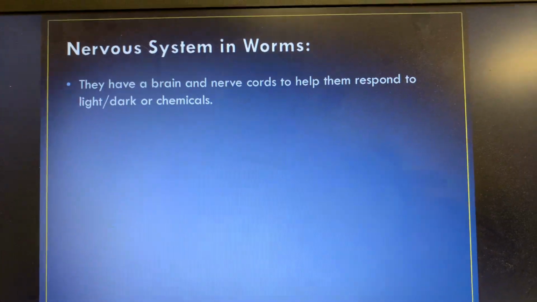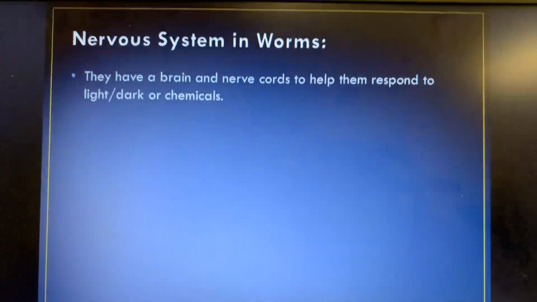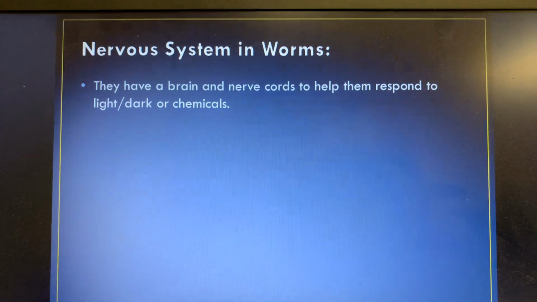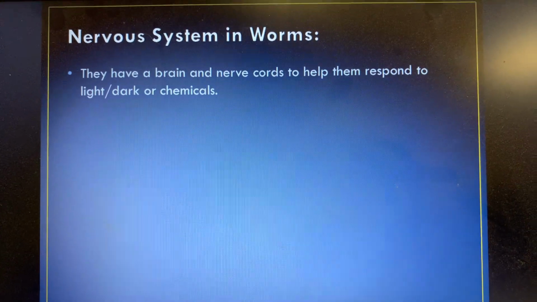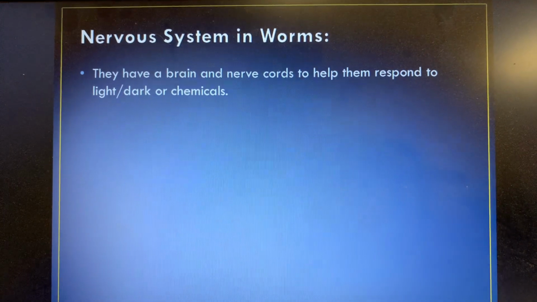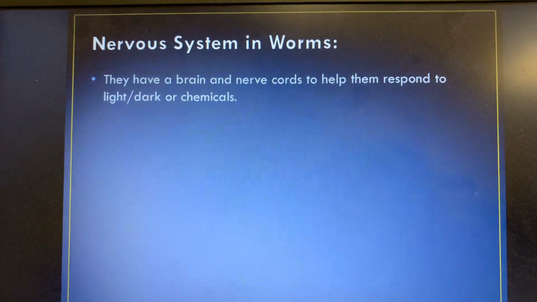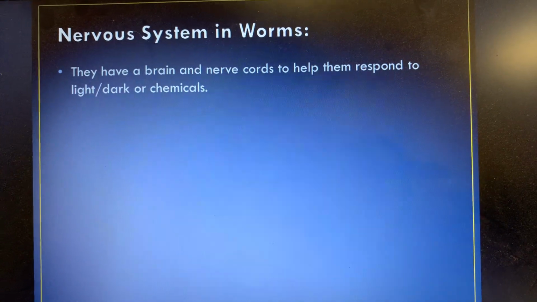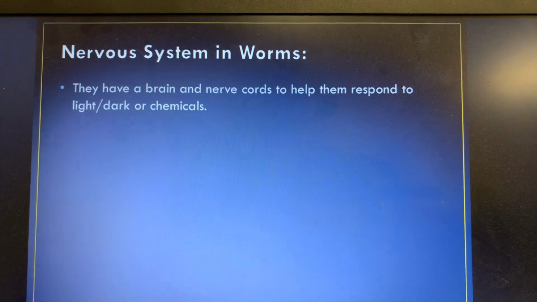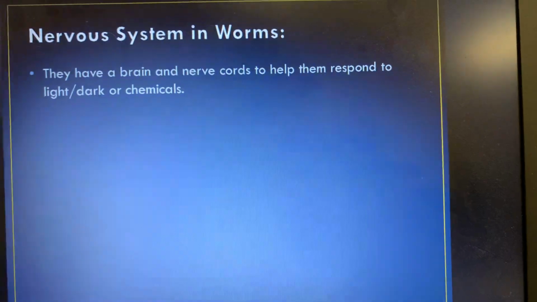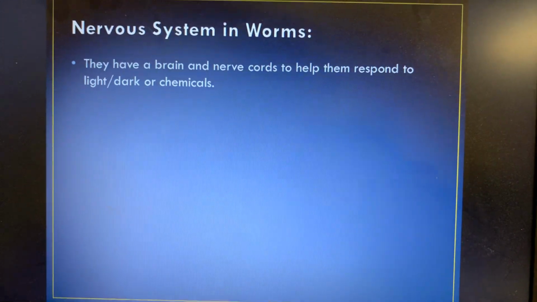Their nervous system, very simple. They have a brain and nerve cords. They help them to respond to light and dark. They can respond to chemicals, vibrations. It's a very simple and not a very advanced nervous system, but they are able to respond to their environment.